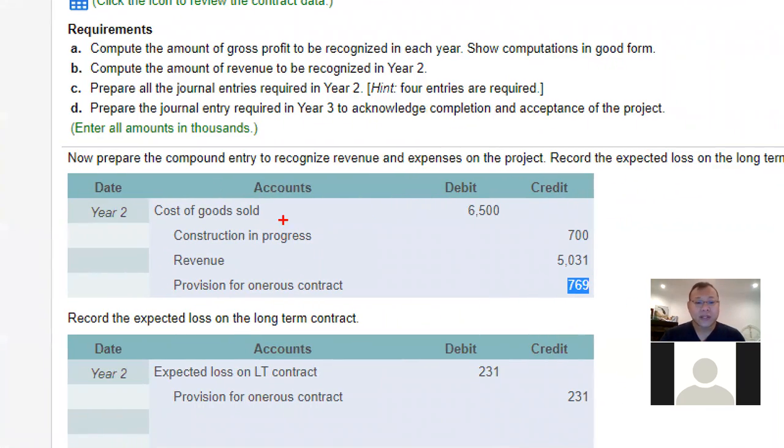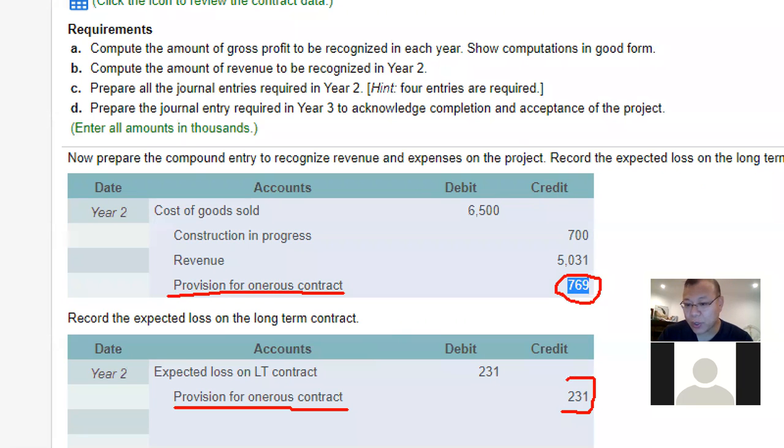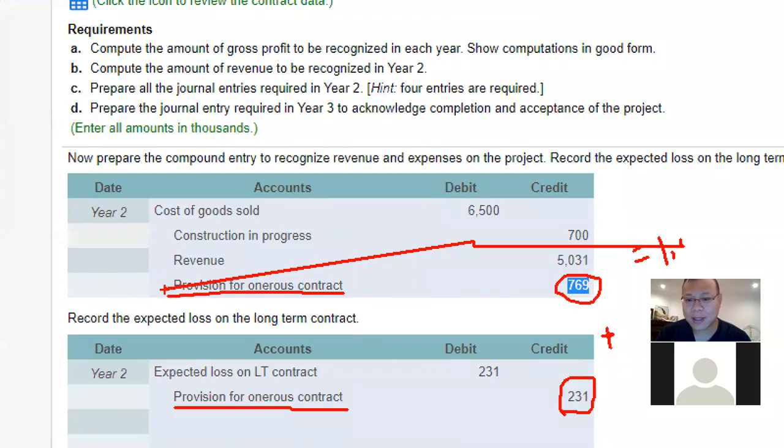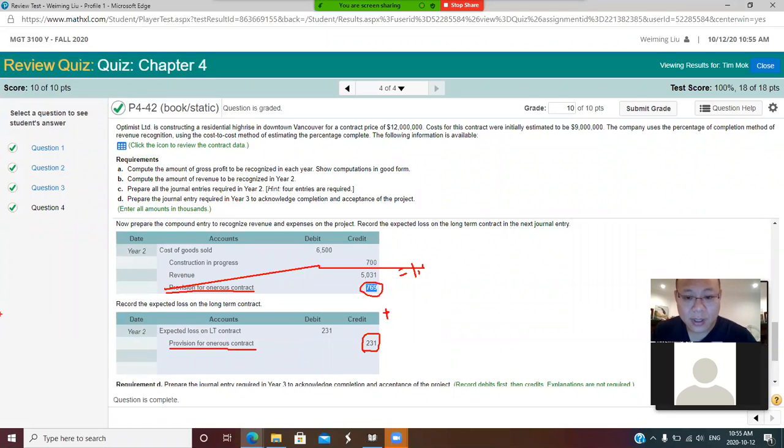Okay, this is what I'm saying. So you have a provision for the onerous contract, right? This number is 769 and this number is 231. Together, these two numbers should equal the total provision, total liability, which is your total loss, 1 million. So here should be your $1 million loss in total.